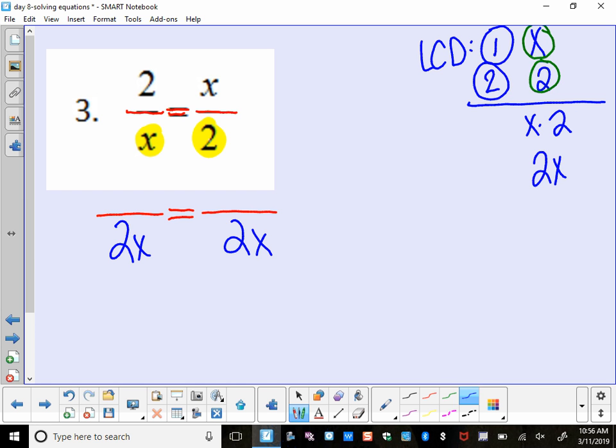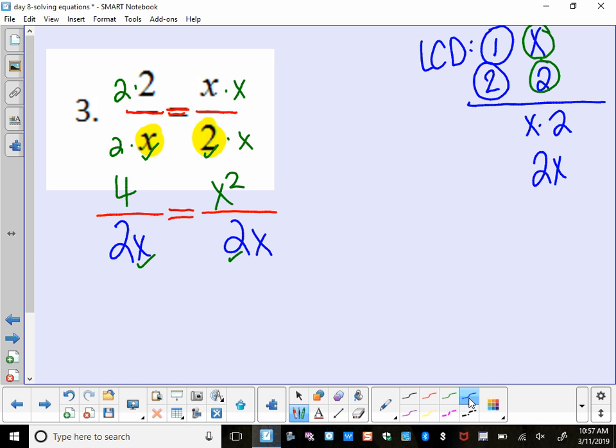Now let's think back to what we did on day 6 and 7. I have an x in my old denominator that matches my new denominator. What am I missing? The 2. So I multiply the bottom and the top by 2. 2 times 2 is 4. In my second fraction, I have the 2. What am I missing? The x. So x times x is x squared.